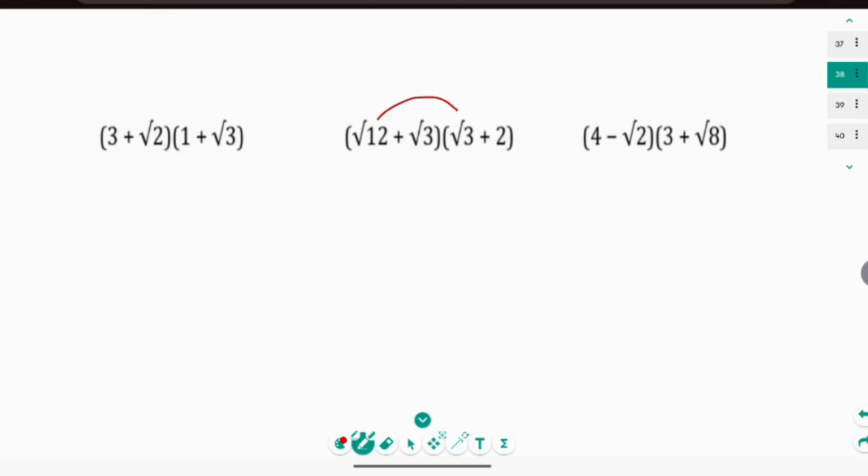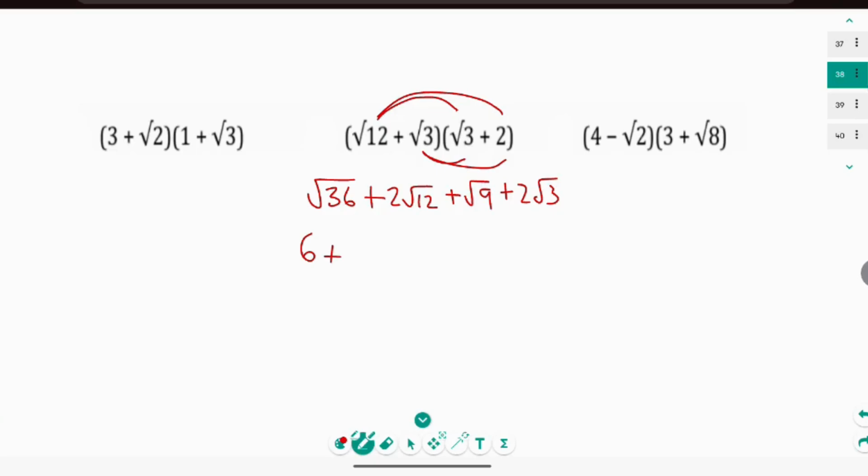Root 12 times root 3, root 36. Root 12 times 2, 2 root 12. Root 3 times root 3, root 9. Root 3 times 2, 2 root 3. Let's simplify. Root 36 is 6. Right, root 12 you can simplify. Root 4 times 3. We'll come back to that in a minute. Root 9 is 3. 2 root 3 you cannot simplify.